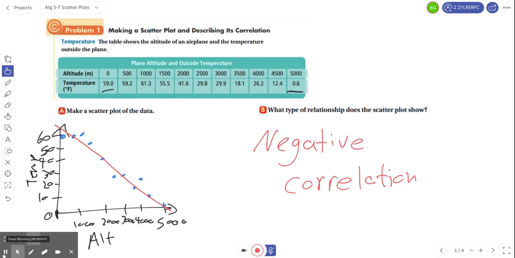So on the next slide, there's a couple problems like that for you to try. Give them a shot. Make sure you state whether the correlation is positive or negative. And then we'll look at how to do way better at estimating that line of best fit using linear regression tools on your calculator.